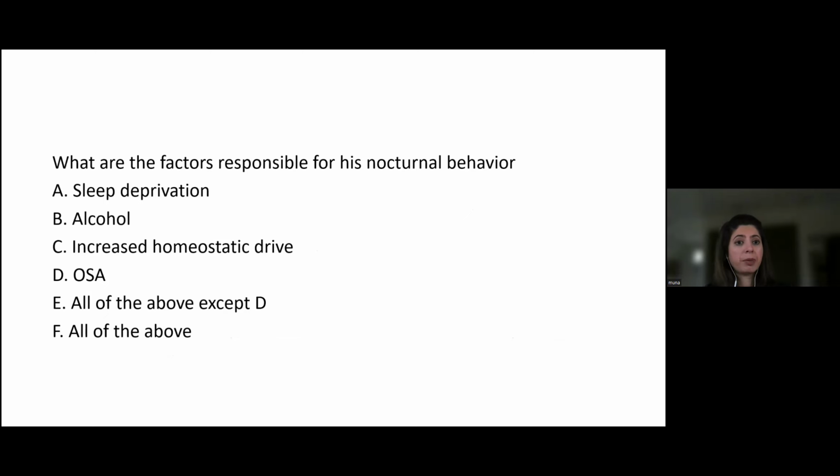A, sleep deprivation. B, alcohol. C, increased homeostatic drive. D, OSA, obstructive sleep apnea. E, all of the above except D. And F, all of the above. So you can start punching in your responses. We'll give it about 30 seconds.